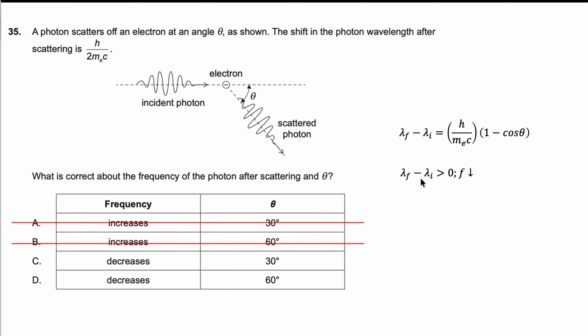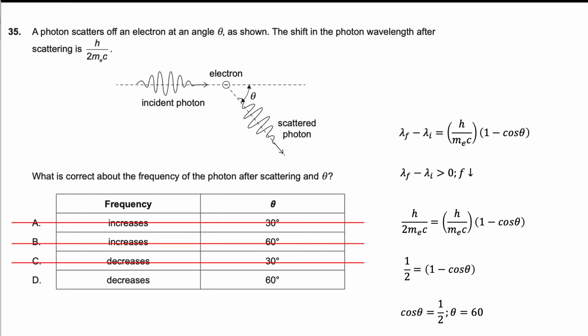The next bit is simply to do some calculations. We're told in the question the shift in the photon wavelength, that's h over 2mc. Well, we've got a common factor of h over mc there, and so we're just going to divide to get 1 minus cosine theta equal to a half, which means that cosine theta is a half, and therefore theta is equal to 60, assuming your calculator is in degrees, which means the answer here is D.